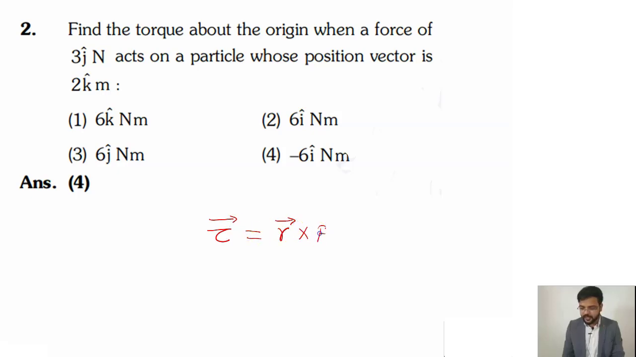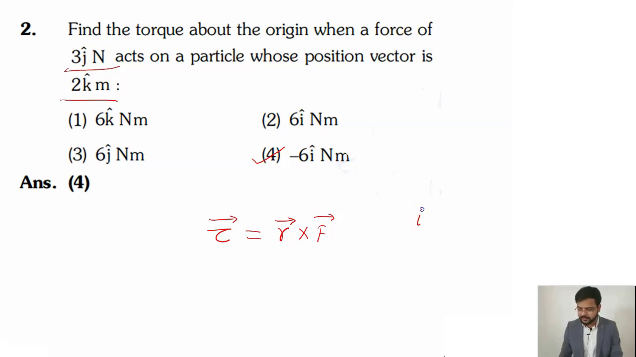r cross F. Correct. So here the position vector is given, 2k cap, and the force vector is also given, which is 3j. If you multiply these two and do the cross product, you will get the answer, option 4. So minus 6i Newton meter is correct here. How can we do the cross product?